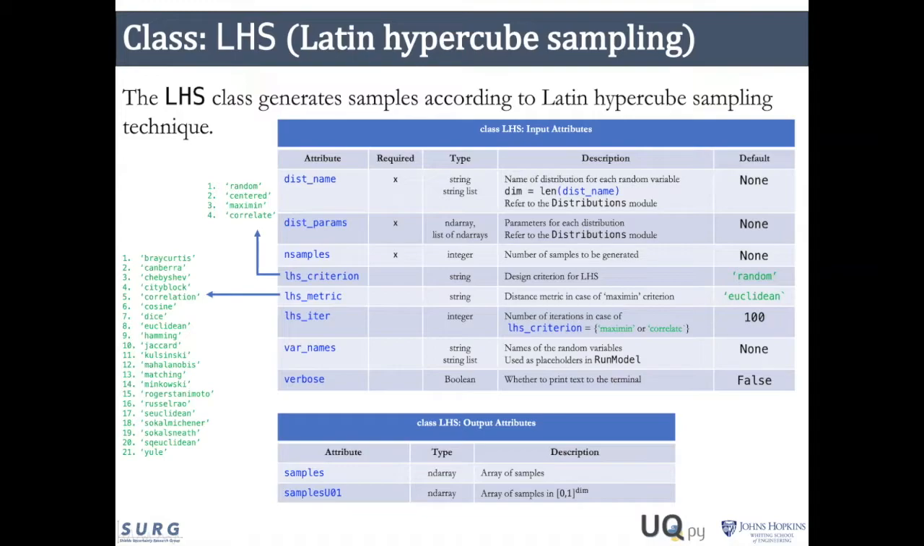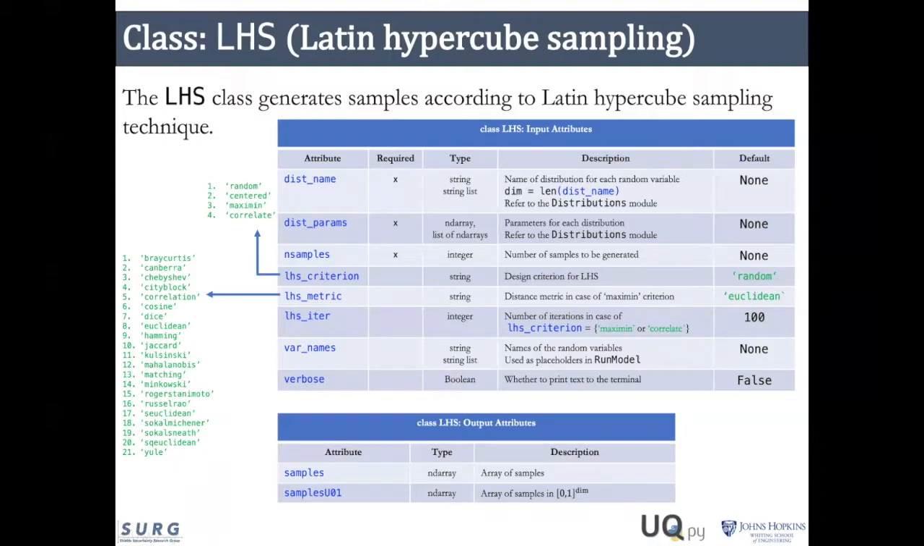We have the maximum case, where the samples are generated in a way that minimizes the maximum distance between the samples. And we have the correlate option, where the samples are generated in a way that minimizes the correlations between them. Now, there's no default value for the LHS criterion; in our case, it's random.